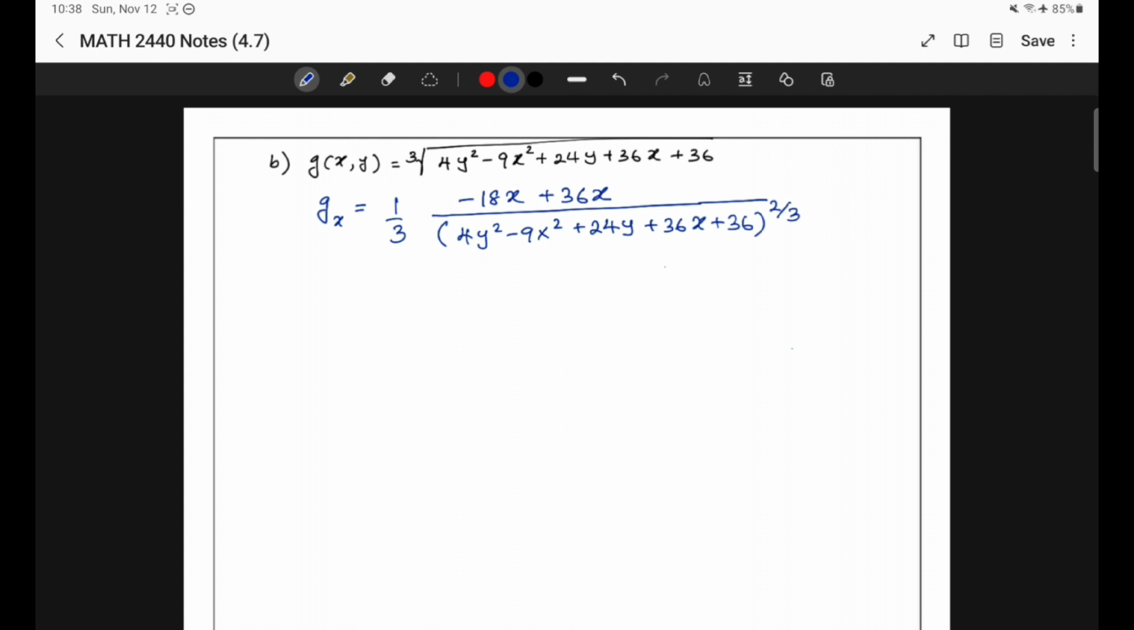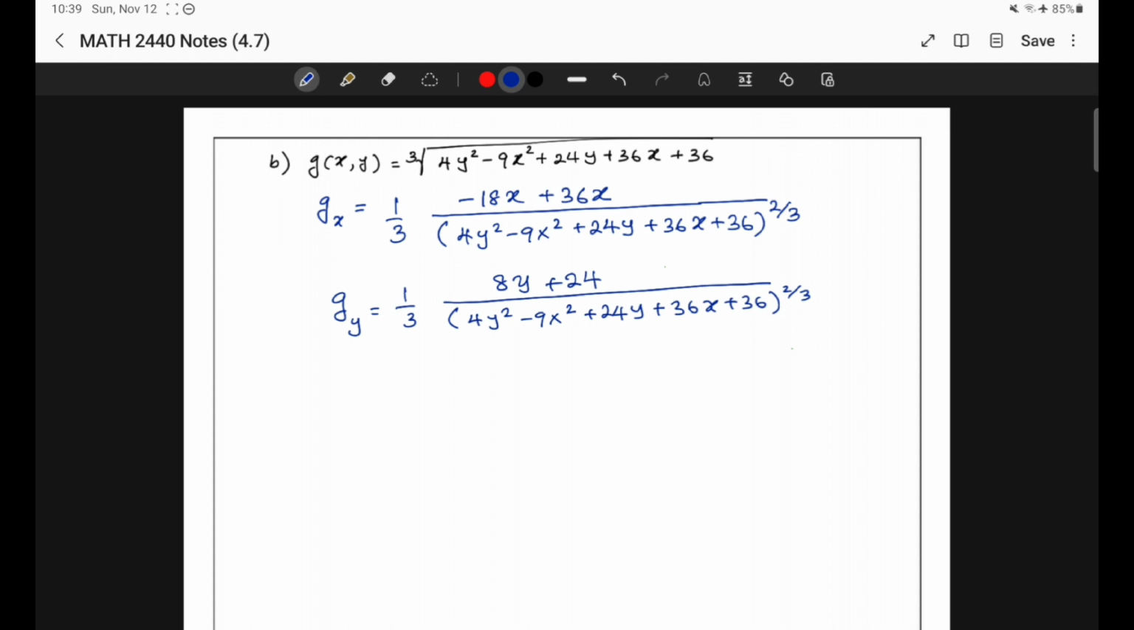Now similarly, you can find the partial derivative with respect to y, and the denominator will be the same. The numerator will be the derivative of the inside with respect to y. It's 8y plus 24. So we found gx and gy.